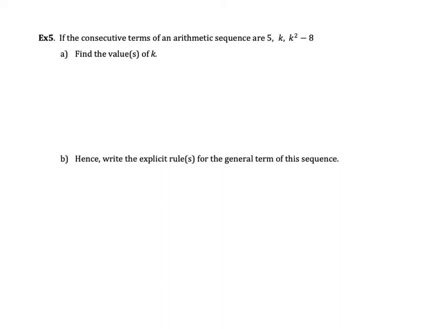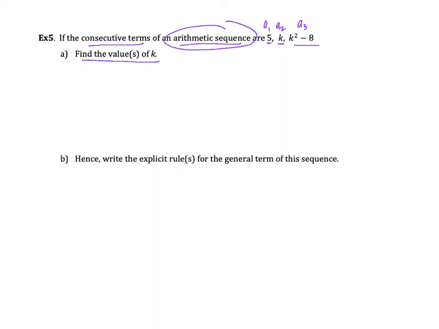And finally, for example 5, for the arithmetic part, it's not finally for the lesson. This lesson's taking a long time. But for example 5, we say we have consecutive terms of an arithmetic sequence, and here they are. It's 5, k, and k squared minus 8. So 5 is the first term, k is the second term, and k squared minus 8 is the third term. Or they could be the 4th, 5th, 6th terms, or the 8th, 9th, 10th terms, but they're consecutive terms. We need to find the value of k.